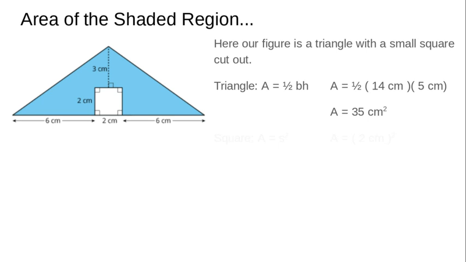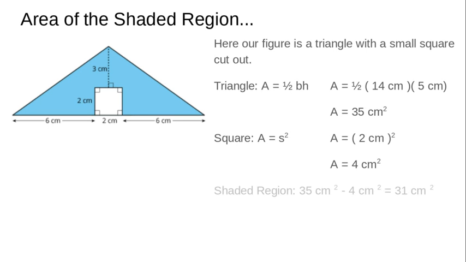Now we need the square. Remember, that's base times height, or length times width, or side squared. Doesn't matter which way you think of it. 2 times 2 is still going to give you 4 centimeters squared. So we take the big triangle, subtract out the small shaded square, and we have 31 square centimeters as the area of the blue shaded region.